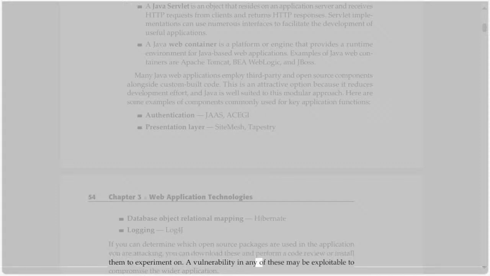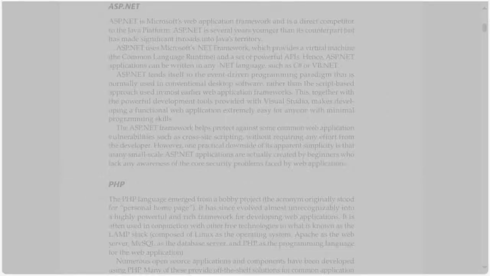A vulnerability in any of these may be exploitable to compromise the wider application. ASP.NET. ASP.NET is Microsoft's web application framework and is a direct competitor to the Java platform. ASP.NET is several years younger than its counterpart but has made significant inroads into Java's territory. ASP.NET uses Microsoft's .NET framework, which provides a virtual machine, the common language runtime, and a set of powerful APIs, hence ASP.NET. Applications can be written in any .NET language such as C# or VB.NET.